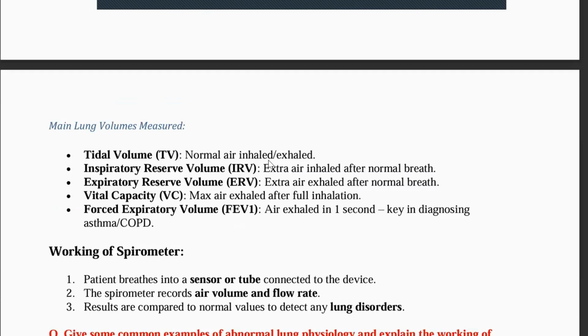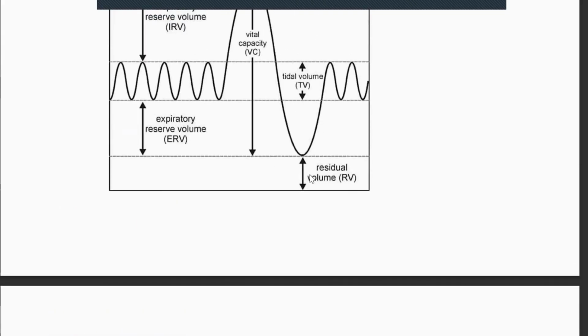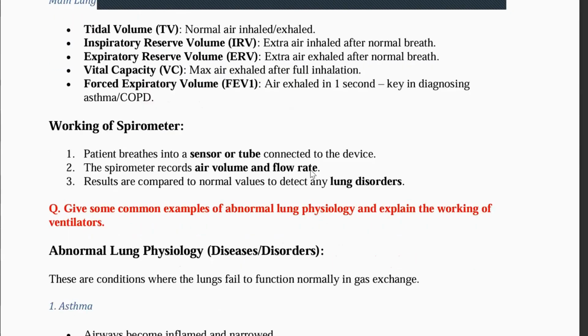Key is diagnosed in asthma or COPD. Another thing is residual volume. That is the leftover volume after we exhale everything. Clear?